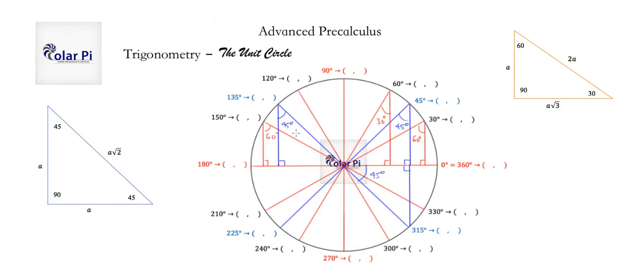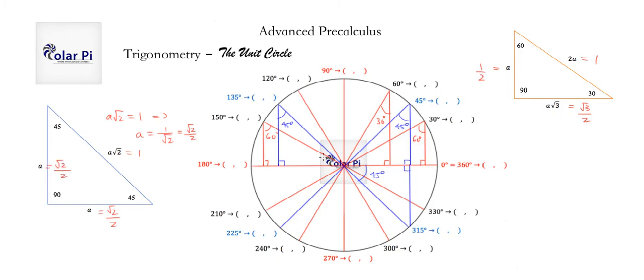Because on a unit circle, all of the hypotenuses of every reference triangle is going to be 1. So setting this equal to 1 and setting this equal to 1, it's easy to see that a has to be a half, and therefore a root 3 will have to be root 3 over 2. And then here, we see that a root 2 equals 1 will mean that a is equal to 1 over root 2, which when we rationalize it, will read root 2 over 2. So this is root 2 over 2, and this is root 2 over 2.